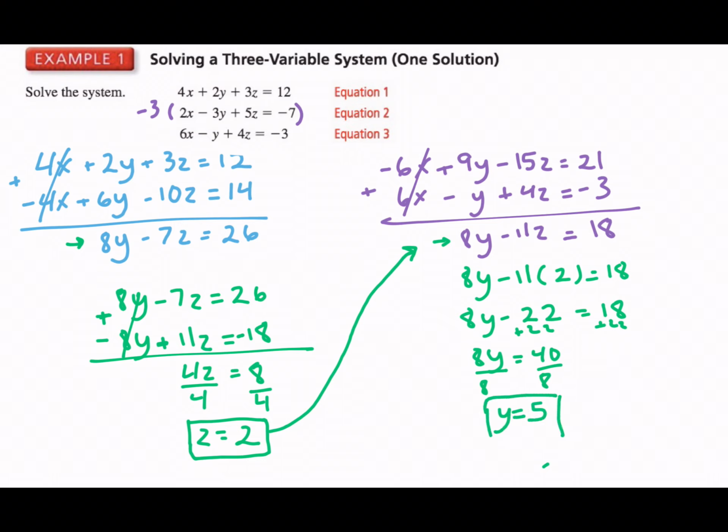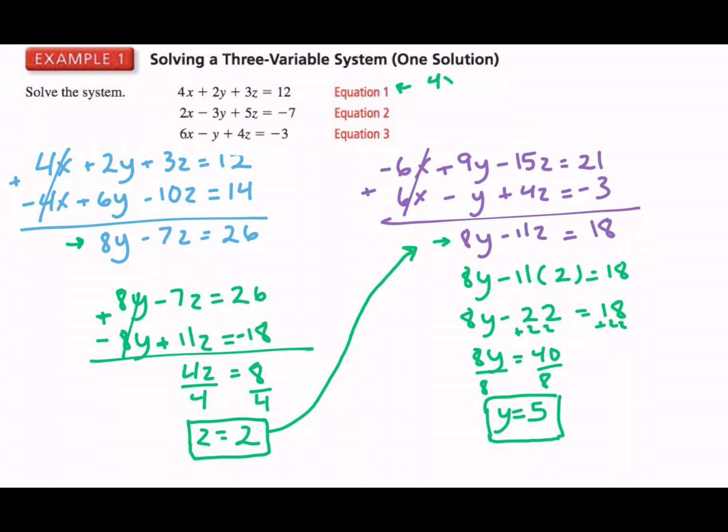All right, I found y, I found z. Last thing I need to do is I need to find x. So I'm going to look at the original problems, or the original equations 1, 2, and 3. It doesn't matter which one I plug into. I'm just going to plug into the first equation. I'm going to plug in y and z in order to find x.